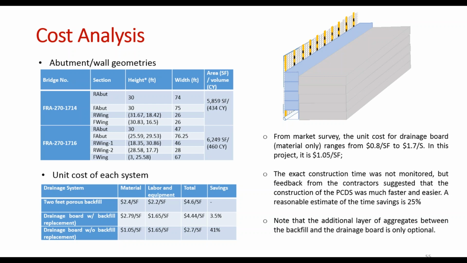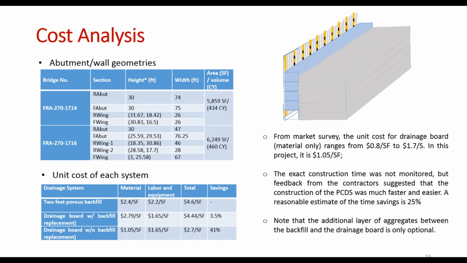And on the second row is the drainage board with backfill replacement. Remember that we mentioned that on this particular job, we actually used an additional layer to replace that porous backfill. Although it's not the number 57, it's still a granular material. It's not the natural soil on site. So that actually will cost you more, right?